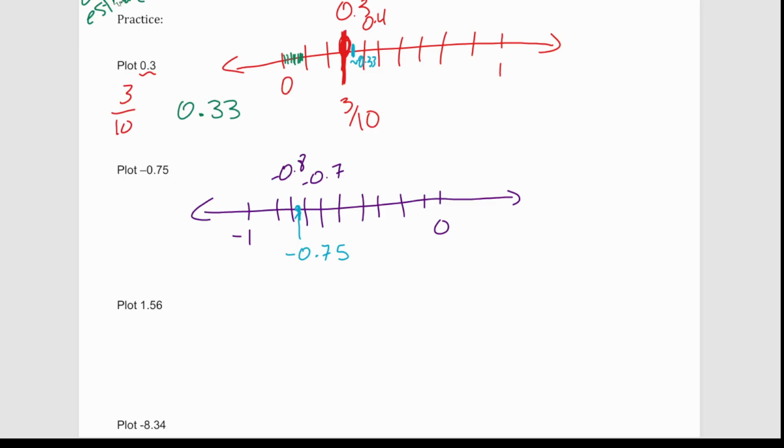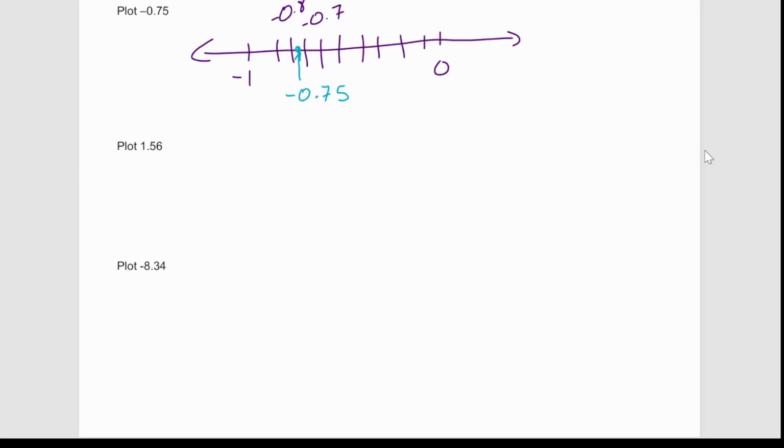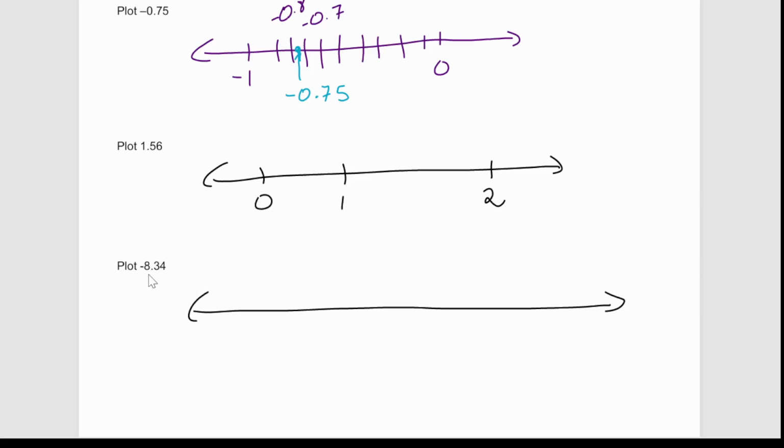Go ahead and try these next two yourself, and I'll help you get started with at least the whole number part. That 1.56, for example, won't be between 0 and 1 this time, but between 0 and 2. And that negative 8.34 is going to be counting from 0. There's going to be lots of numbers in between: negative 7, negative 8, negative 9, negative 10. It would be in between negative 8 and negative 9 because you're counting again to the left.